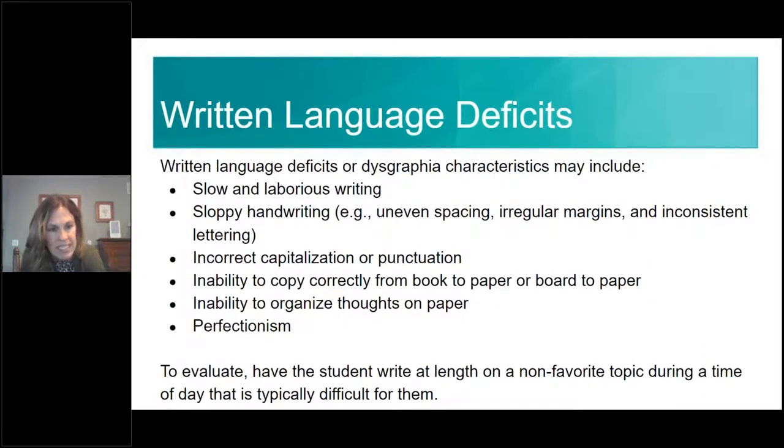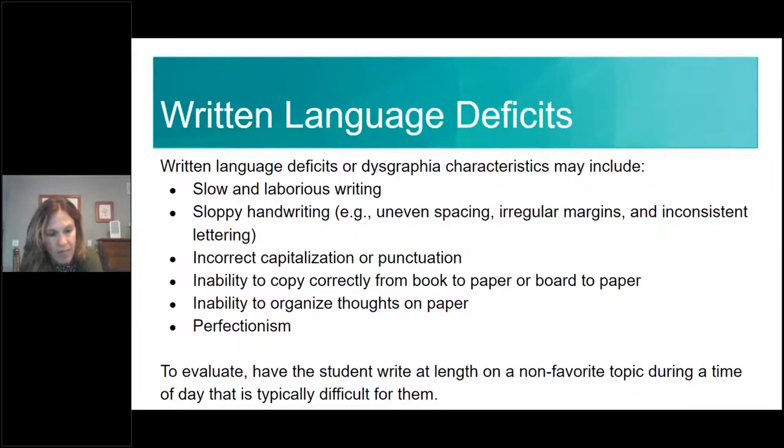Written language deficits. A lot of students with Tourette syndrome suffer from dysgraphia or written language deficits. And this could be slow and laborious writing, sloppy handwriting. It could be uneven spacing, irregular margins, inconsistent lettering, incorrect capitalization and punctuation, inability to correctly copy from either the book to the paper or from the board to the paper, inability to organize thoughts on paper, and perfectionism also.